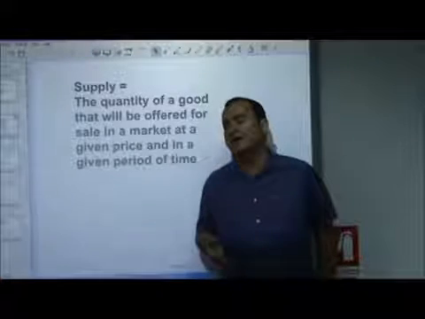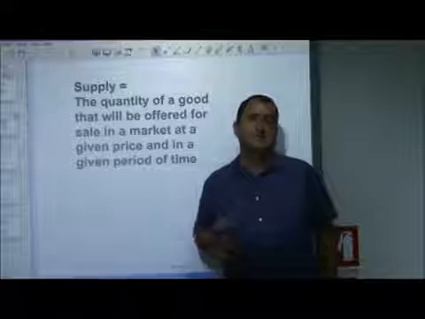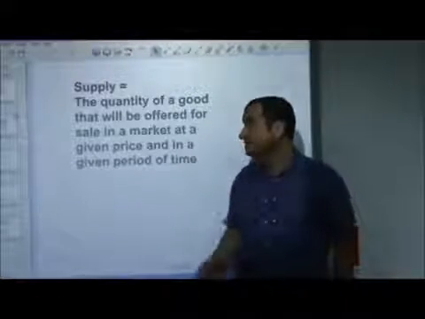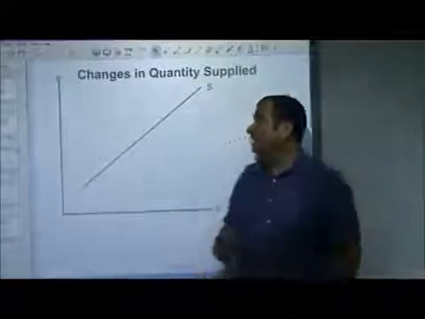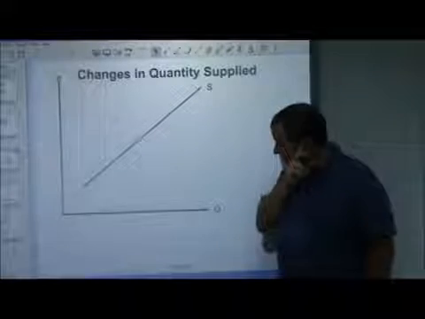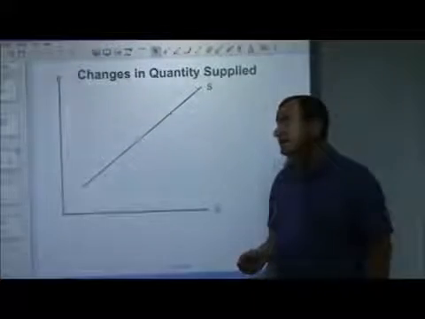And indeed, the higher the price in the market, the more suppliers are willing to step into the market and make the good. That's why we get an upward sloping supply curve. The supply curve is upward sloping, indicating that at higher prices, greater quantity will be supplied.